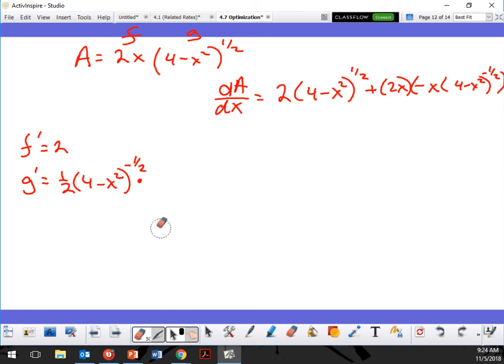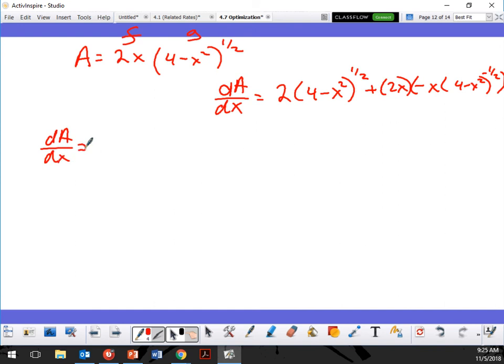I'm going to clean this up because I need this space here. All right, so dA/dx is going to be 2 times the quantity 4 minus x squared to the 1/2, and that's going to become a minus 2x squared over 4 minus x squared to the positive 1/2 down here.